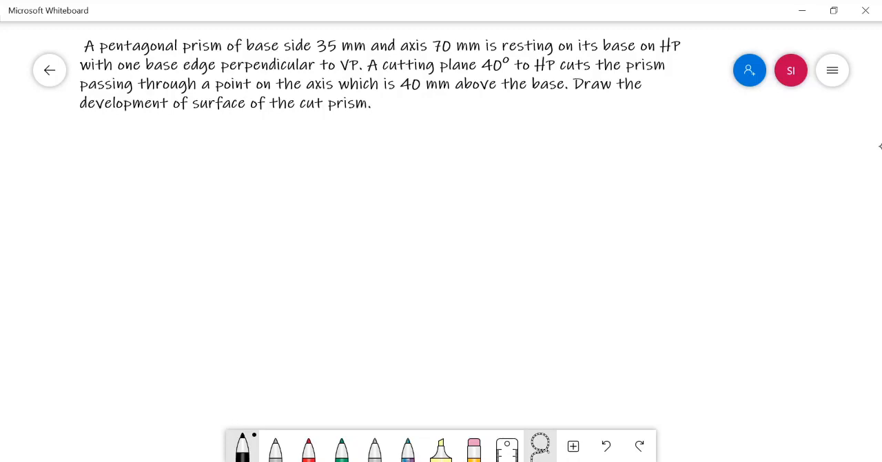So here in this problem, three stages are there. In the first stage, we need to draw the front and top views of the solid. And in the second stage, we need to cut the solid with the given cutting plane. And in the third stage, we need to draw the development of the cut solid. Three stages are there. One by one, we can complete.